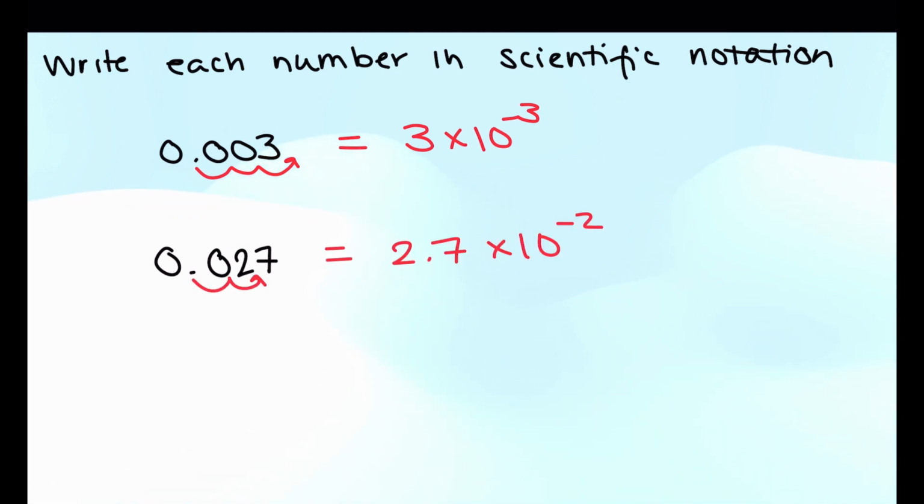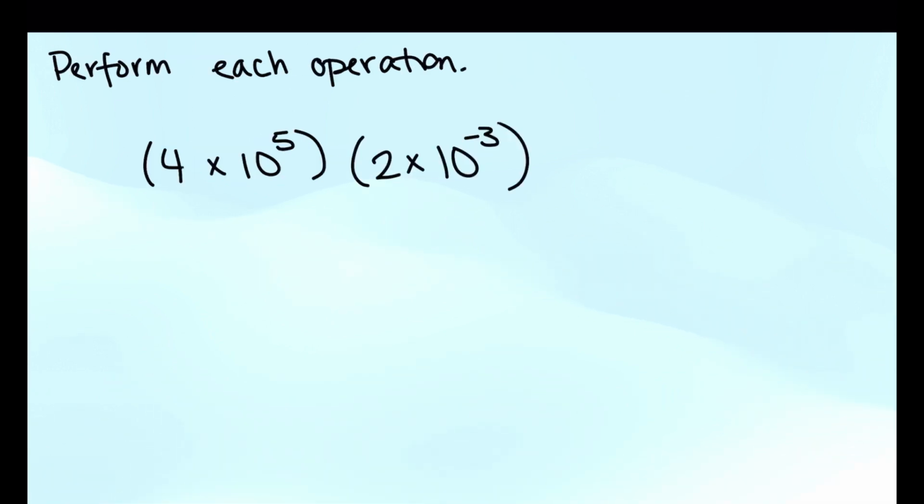0.027, I'm going to move the decimal 2 places to the right. I've got 2.7 times 10 to the negative 2. So again, scientific notation is used because it gives us a quick way to tell how large or how small a number is. We can also perform operations with numbers in scientific notation by taking advantage of those laws of exponents that we learned about earlier.